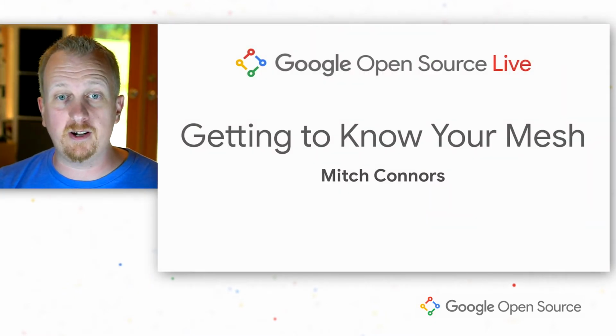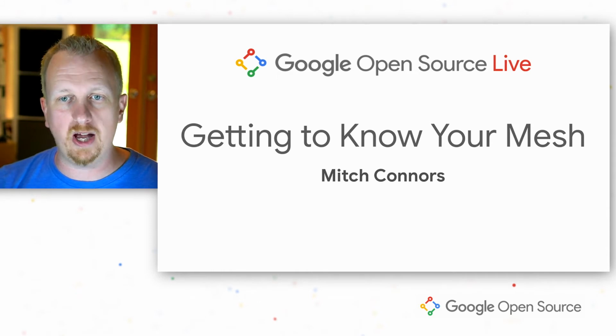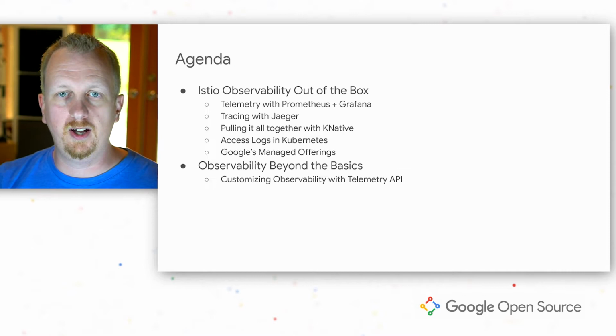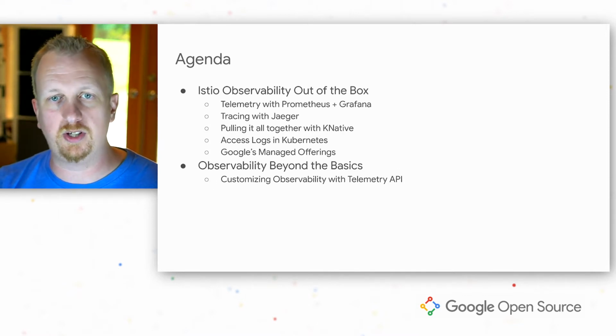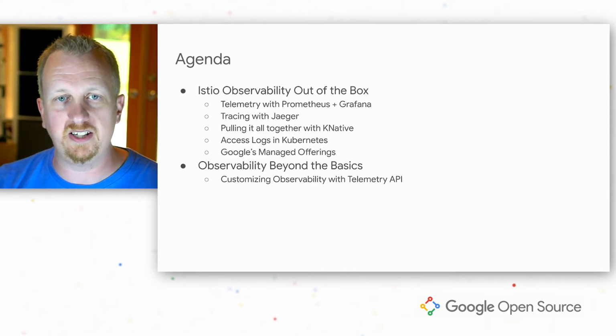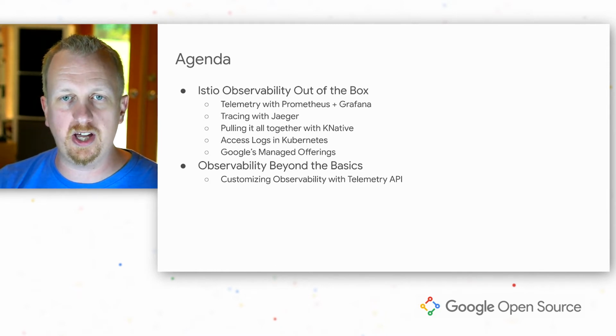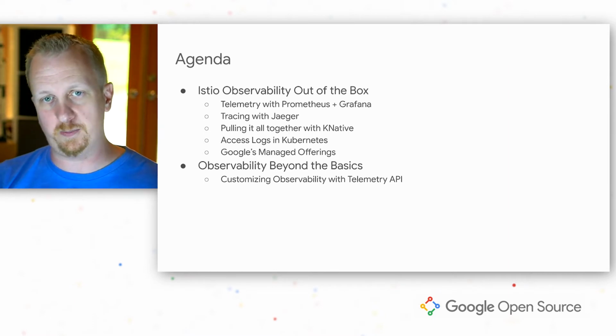Today, I'm happy to talk with you about how to get to know your mesh using Istio out of the box. So let's get started. We are going to talk about how to get telemetry out of the box with Istio. Prometheus and Grafana provide a great deal of insight into how your service is performing, as well as any issues you may be having. We're going to look at how to debug and follow traces with Jaeger, as well as how to improve on the out-of-the-box experience.